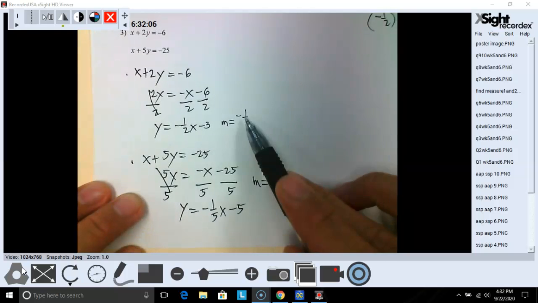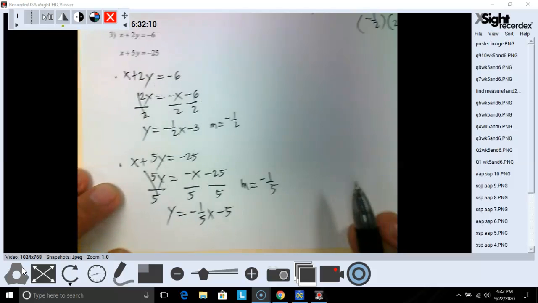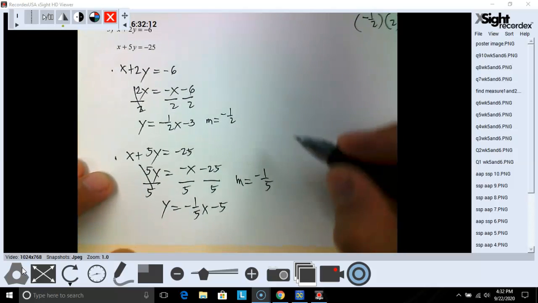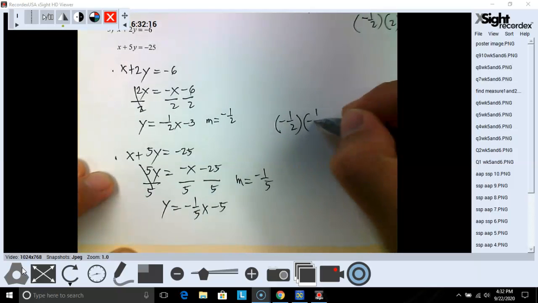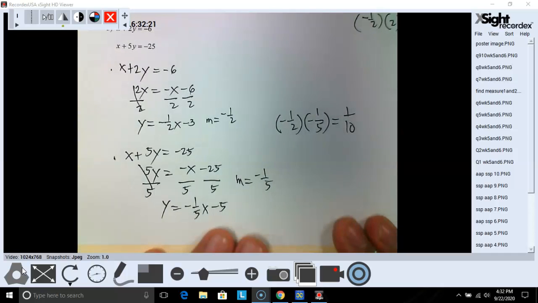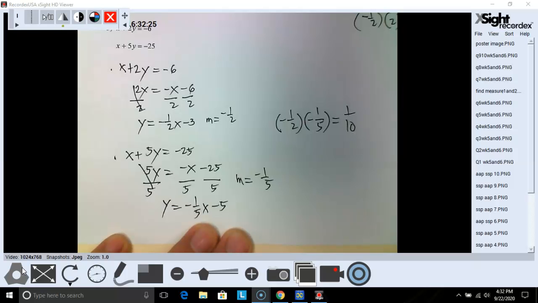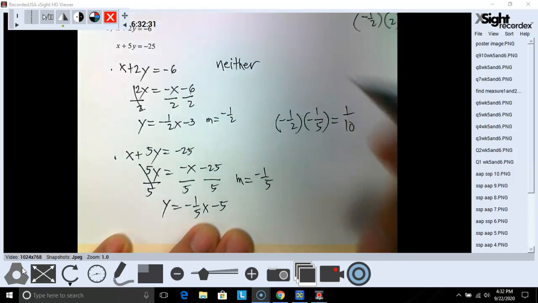Alright, so not equal, therefore they are not parallel. Let's see if the product is negative 1. Multiplying, that would give us 1/10. So the answer is not negative 1, therefore it's not perpendicular as well. Therefore our answer is neither parallel nor perpendicular. That's it.